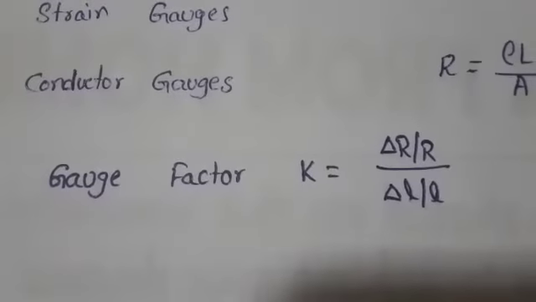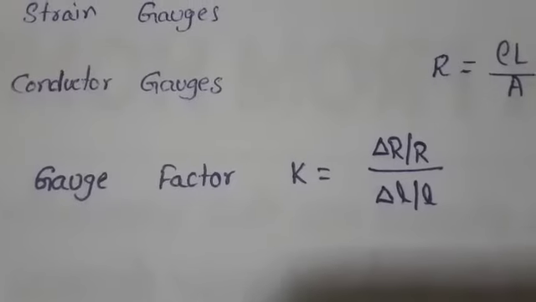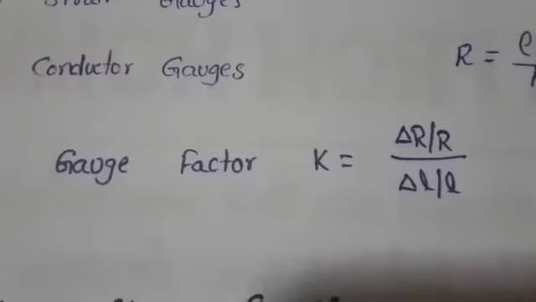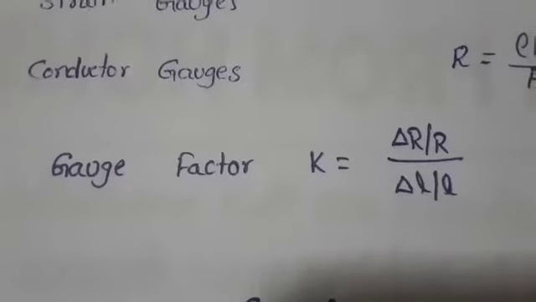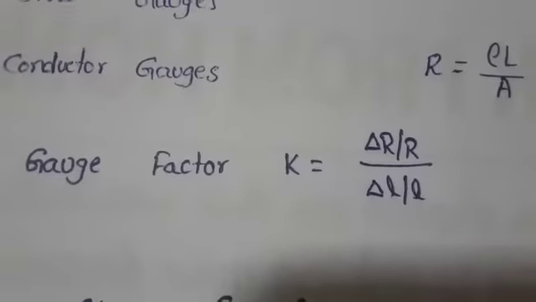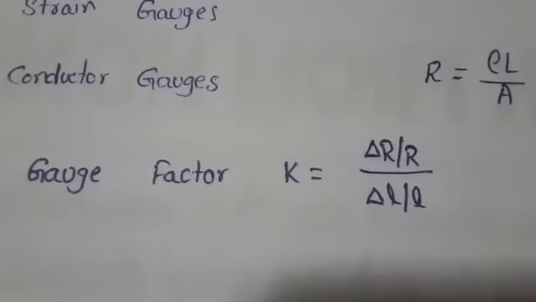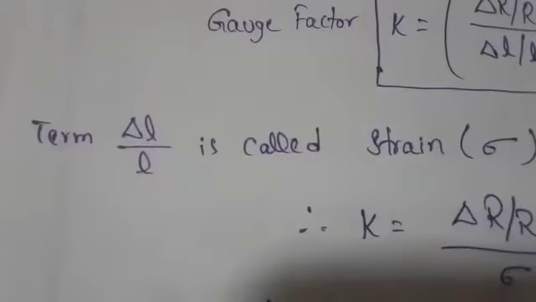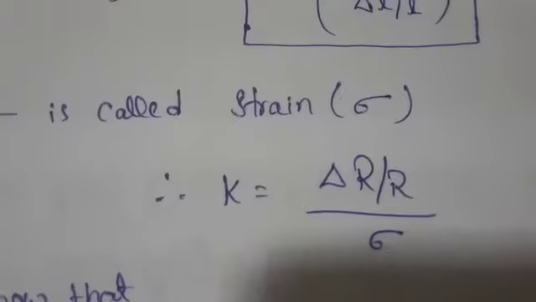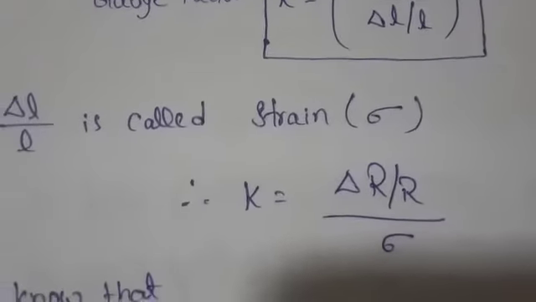where capital R is the initial resistance, delta R is the change in resistance, small l is the initial length of the conductor, and delta L is the change in the length of the conductor. So in this equation, the term delta L by L is called the strain, that is sigma. So K equals delta R by R divided by sigma, where sigma is called the strain.